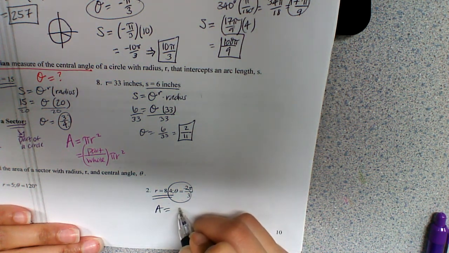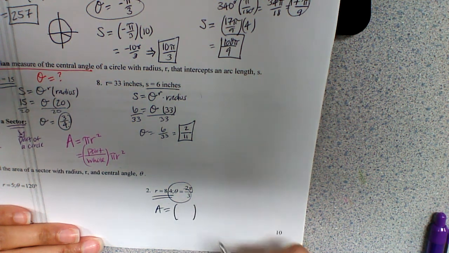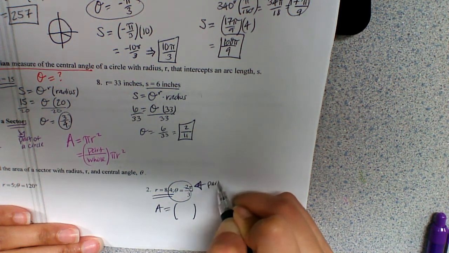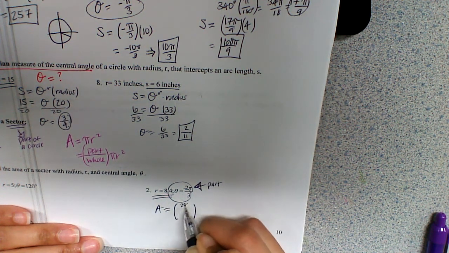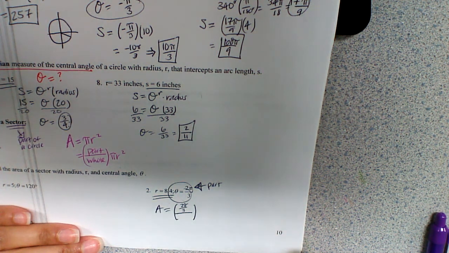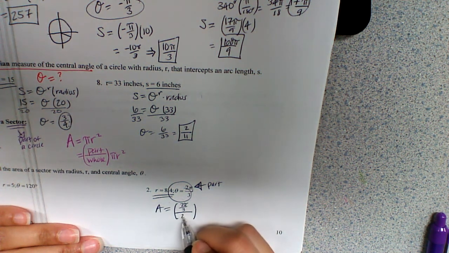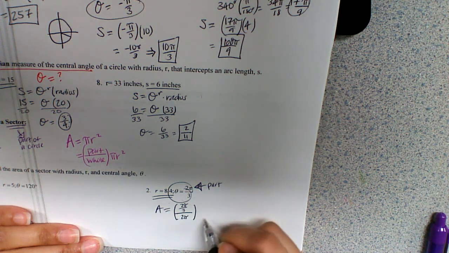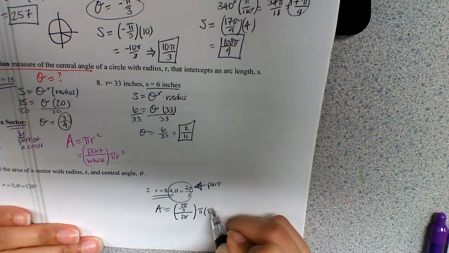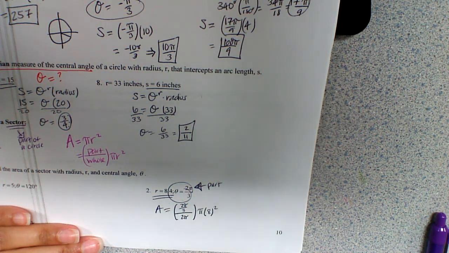So let's see. Here's my little section. So this is all I want to focus on. That is actually my part. So I'm going to say I want 2 pi over 3 out of my whole, and if you remember a unit circle, the whole is actually 2 pi. And multiply that now by pi r squared, which is 8 in this case, squared.